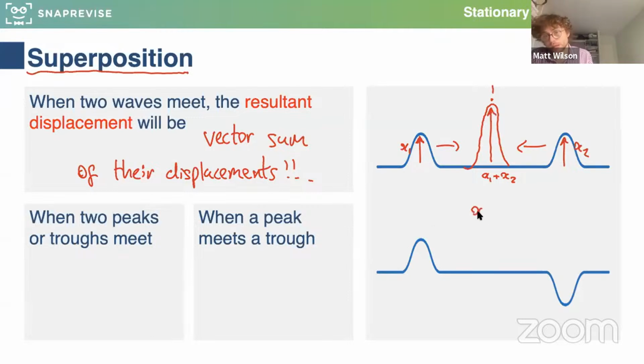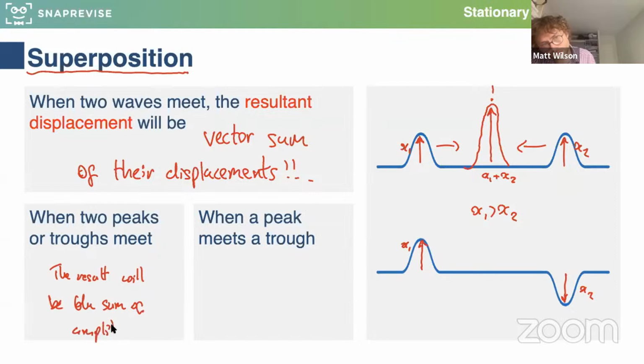Now, from now on, we're going to assume that x1 is bigger than x2, okay? So that this thing is further up, and then this time we have a downwards wave here, x2, but it's not pointing quite as far down as x1 is pointing up. Okay. Now, the first thing that we learned here is that when two peaks or troughs meet, then the result will be the sum of amplitudes. Well, we haven't bothered to say vector anymore because both are pointing in the same direction. So it's just doing a normal addition.